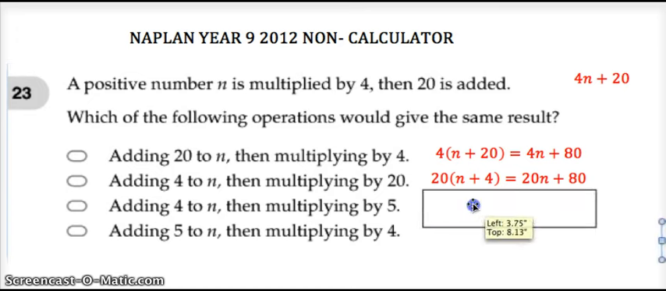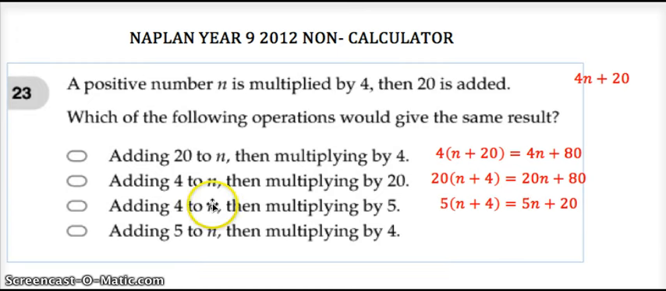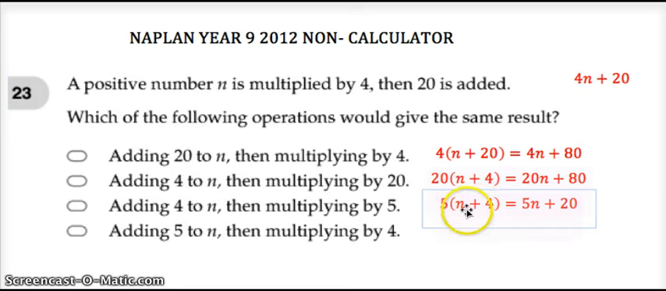Then we'll look at the third one. The third one says adding 4 to n. Now I've done that in the brackets.